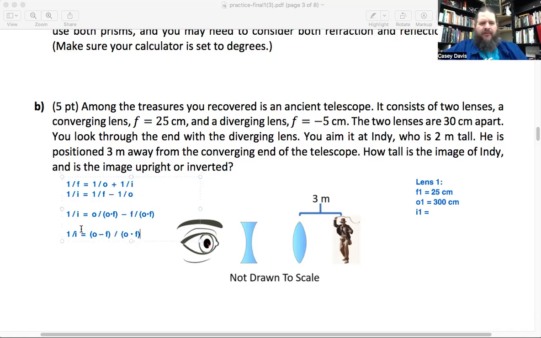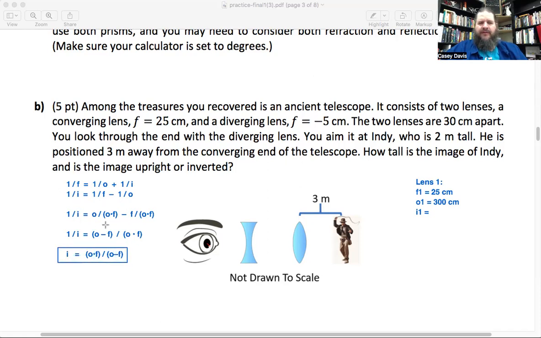And now we can just invert both sides. 1 over I, that is just I, equals the inverse, O times F over O minus F. So we can use this as a general formula for the image. The image distance will be object distance times focal length over object distance minus focal length, product over difference. Any questions on that so far? No.